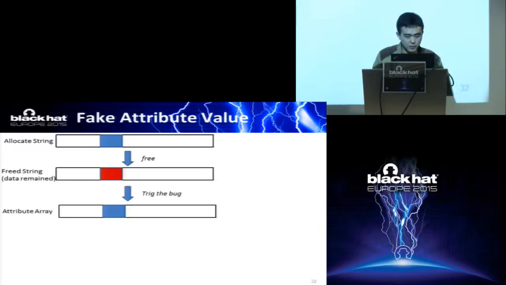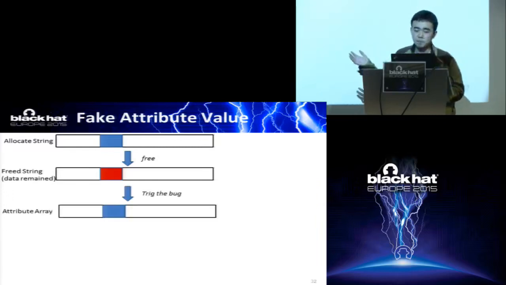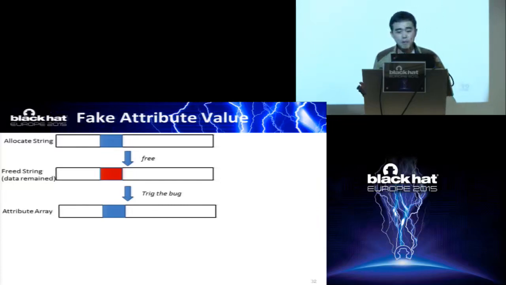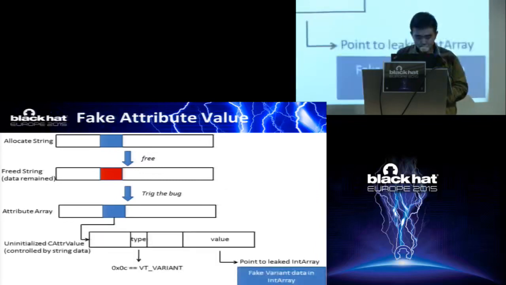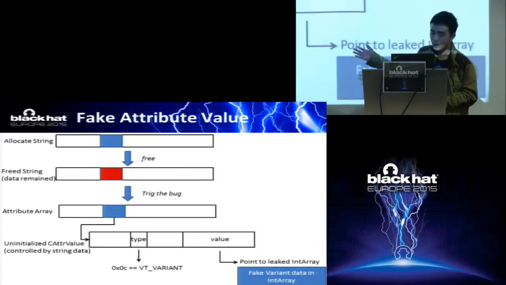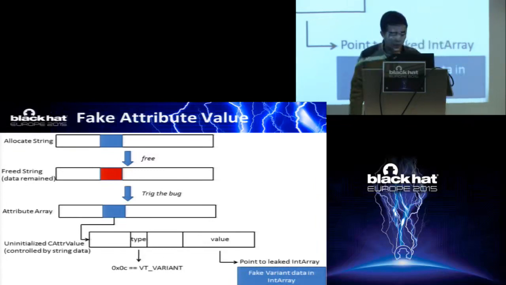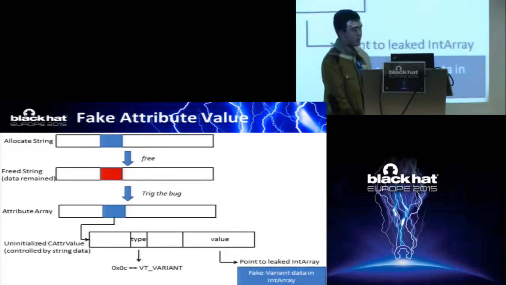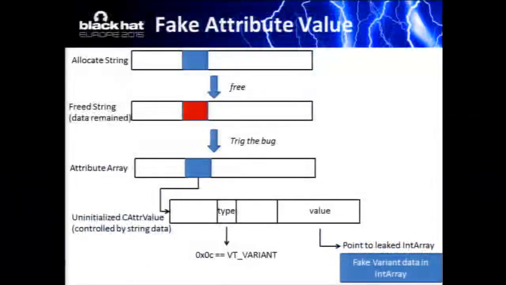Next, we trigger the bug, and the vulnerable attribute array will be allocated. It will use the memory of the freed string. So the content of the vulnerable C attribute value will be controlled by the string data. This time, we set the VT type to VT_VARIANT and set the value field pointing to the leaked JavaScript array.